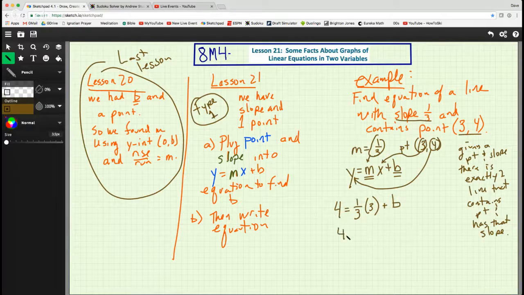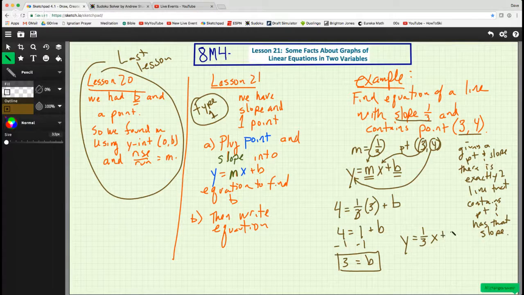So 4 equals 1/3 times 3 is 1 plus b. Now we subtract 1. 3 equals b. So b is 3. So our equation must be, if m is 1/3 and b is 3, y equals 1/3 x plus 3. Right? We know our m and we know our b.